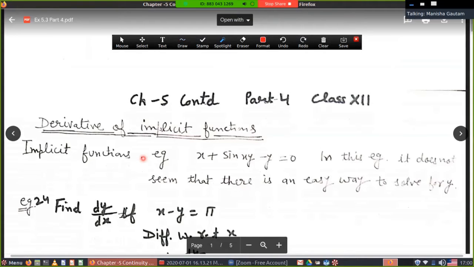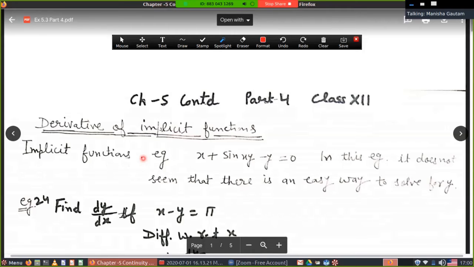Good morning, students. Today we'll continue chapter 5, part 4. In this lecture, we will discuss the derivative of implicit functions. In the previous lecture, we studied how to apply the chain rule on the given functions. Now, we will do questions on implicit functions.